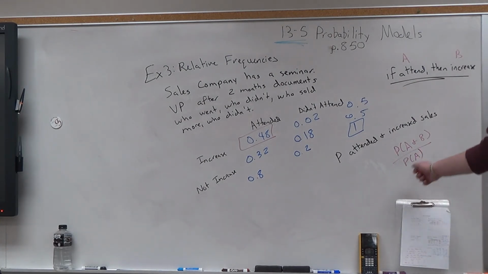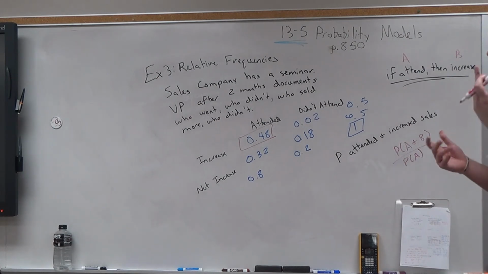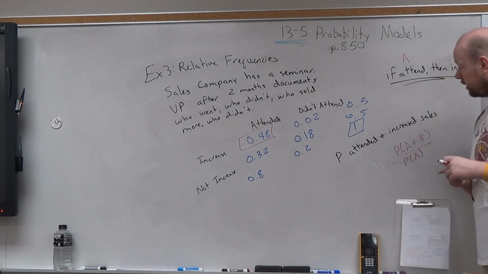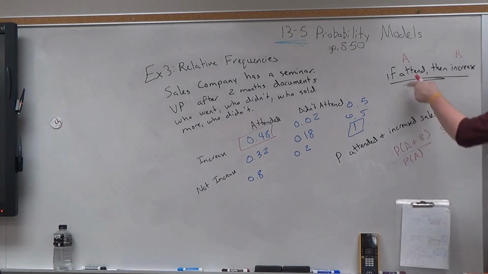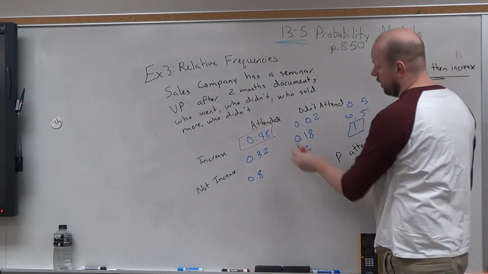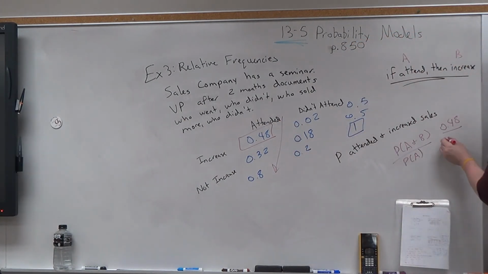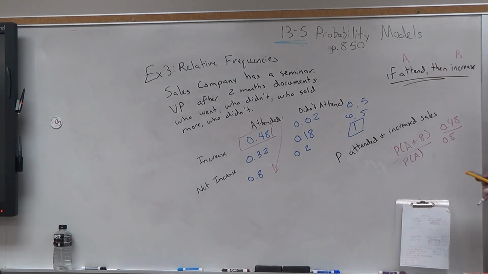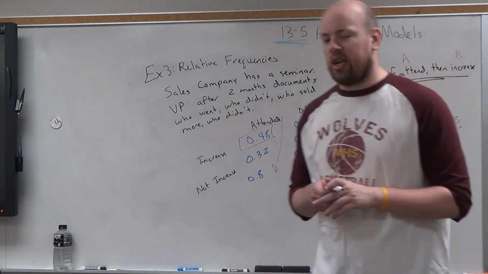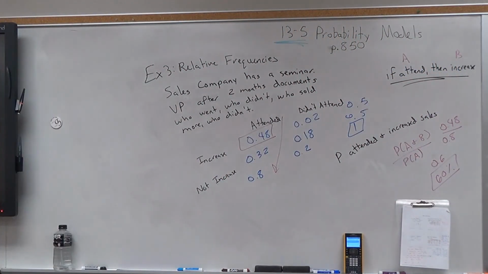Gotcha, there's where I messed up because on the slide I said probability of B on the bottom, didn't I? Found it. Sorry. Okay, so probability of both would be 0.48. Now, what's the probability that they attended? Attended would be 0.8. So I can just still use that raw data just like normal numbers. 0.48 divided by 0.8. And I'm going to get 0.6 or 60%. So if they attended, they had a 60% chance of increasing their sales.